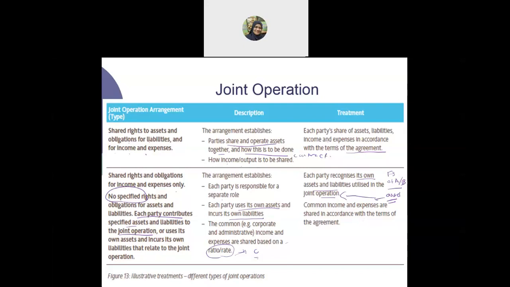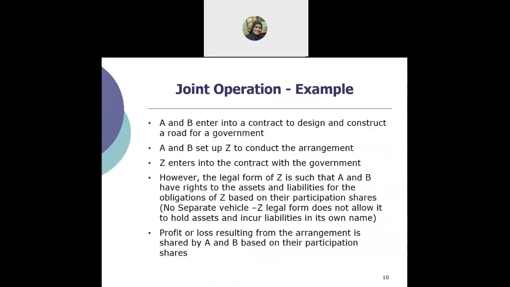So to understand this, let's say you and your friends want to have a business. You brought your own asset, and B also brought another asset. So you are going to use the assets together to operate the new company. So that is a joint operation. Okay, so we try to look at these examples.